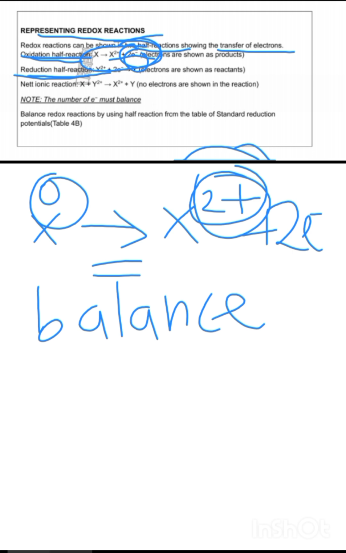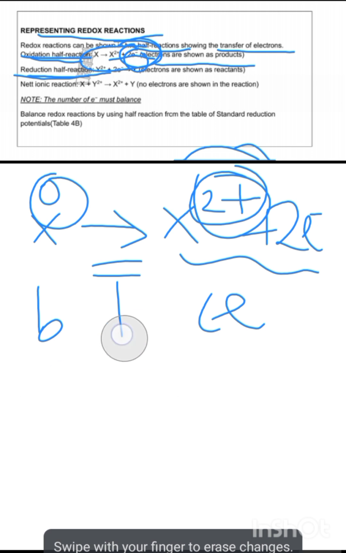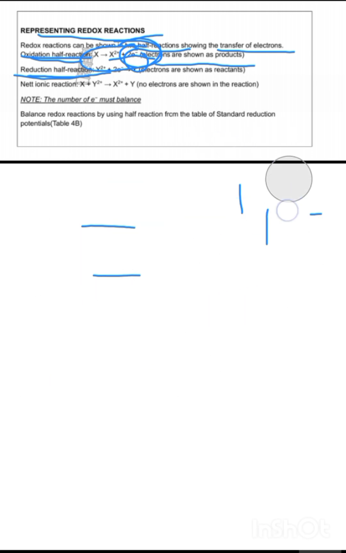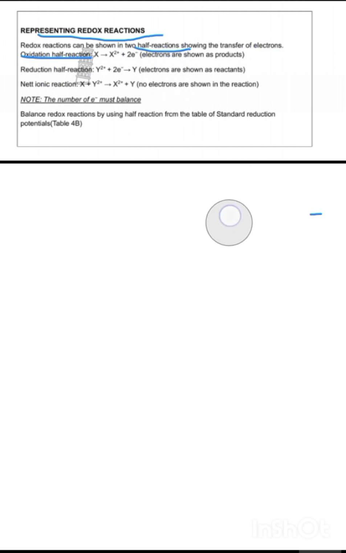And guys, please note that the electrons are shown as products in the oxidation half reaction, because oxidation is loss of electrons, so it's more like the electrons are being released. That is why we have the electrons in the products. Hopefully you're still with me so far, guys. Right now I want us to look at the reduction half reaction.